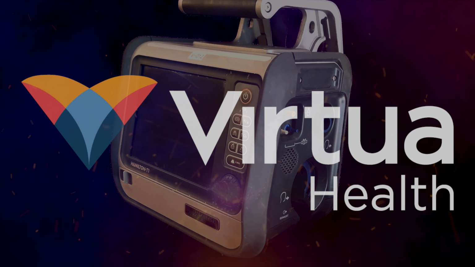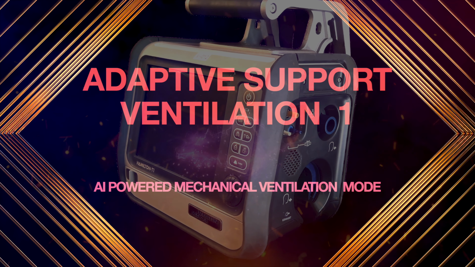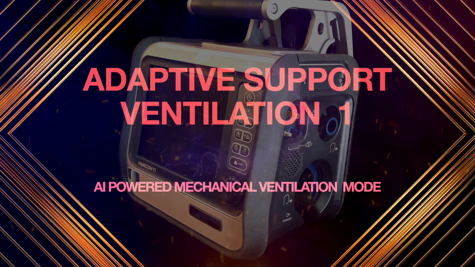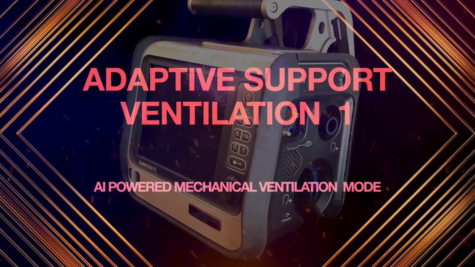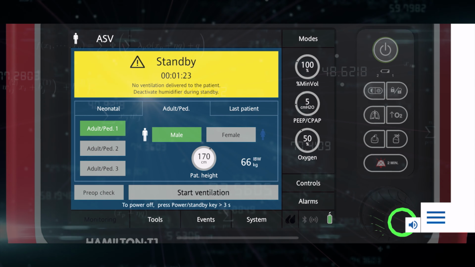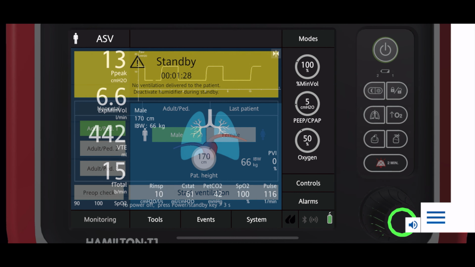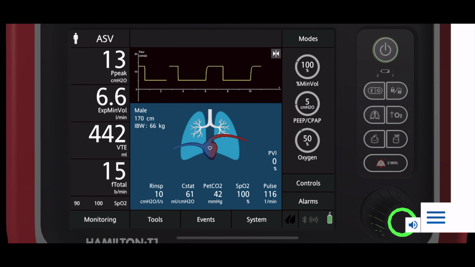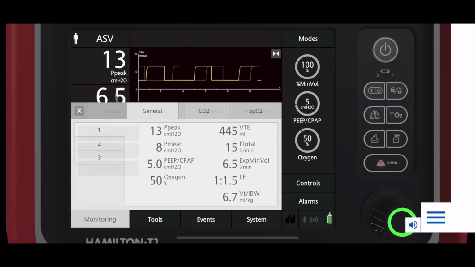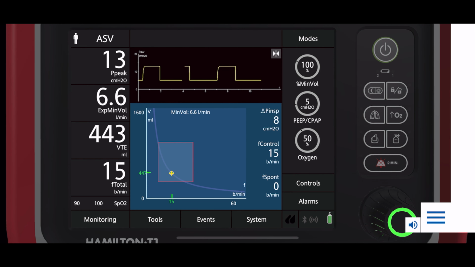Welcome to Module 7 of Mechanical Ventilation Basics, where we will delve into the unique features of the AI-powered ventilation mode Adaptive Support Ventilation, ASV. ASV is a highly sophisticated, advanced closed-loop ventilation mode distinguished by its ease of use, continuous monitoring, and self-adjustment of parameters based on patient feedback.